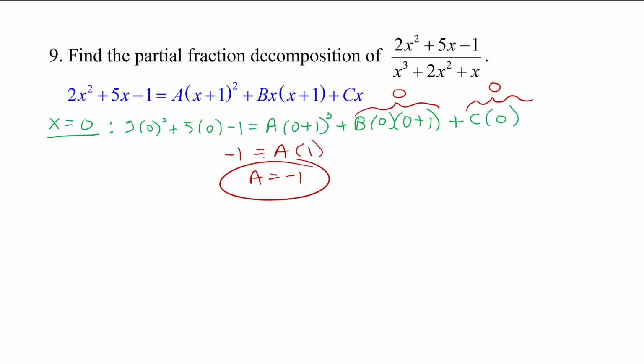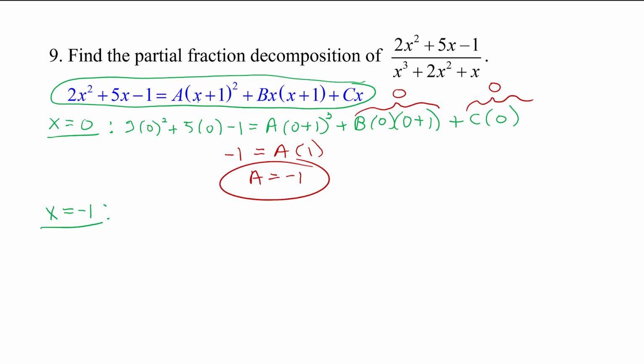The next thing we're going to do is go back to our original equation here, and I'm going to look for another number that I can plug in for x so that some of the a's, b's, or c's disappear. Well, let's see. What if I let x be equal to negative 1? Negative 1 looks like a good number. Negative 1 plus 1 is 0. Let's let x equal negative 1, and let's write all the x's as negative 1 here.